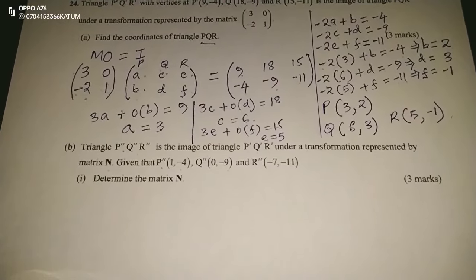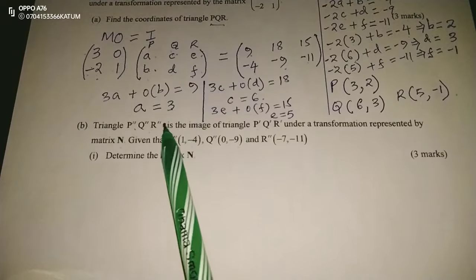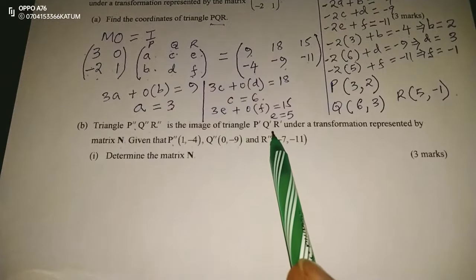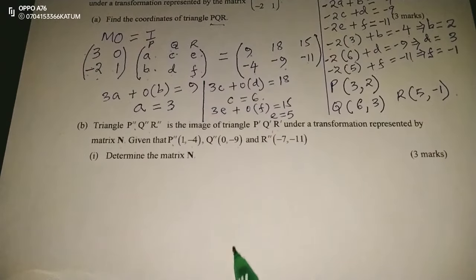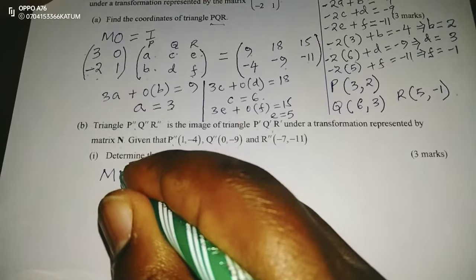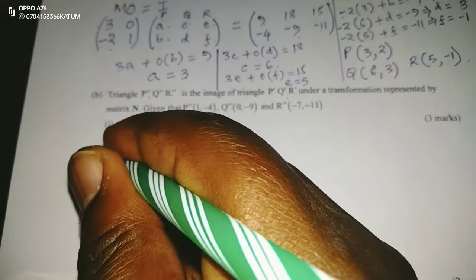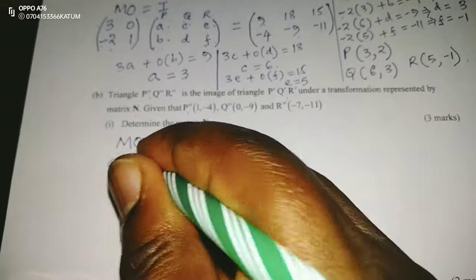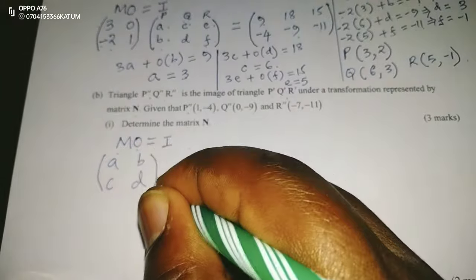So for us to get the matrix N, in this case, we have the image and also the triangle being transformed. The unknown now becomes the matrix of transformation. We stick to the formula: matrix multiplied by object gives us image. Therefore, the matrix can be laid out as A, B, C, D. That is the matrix of transformation.